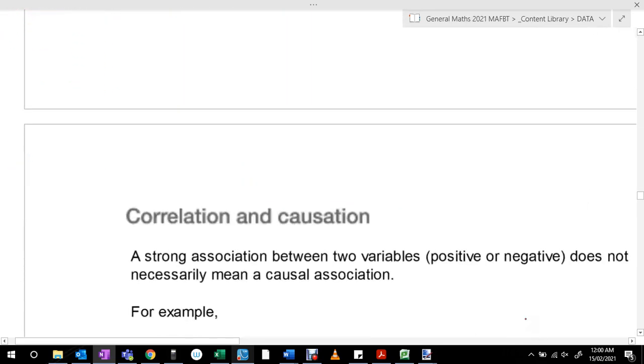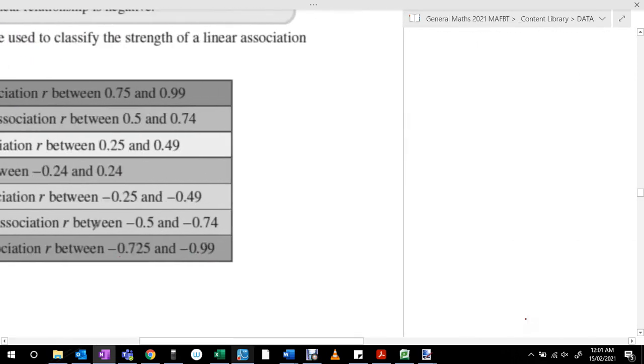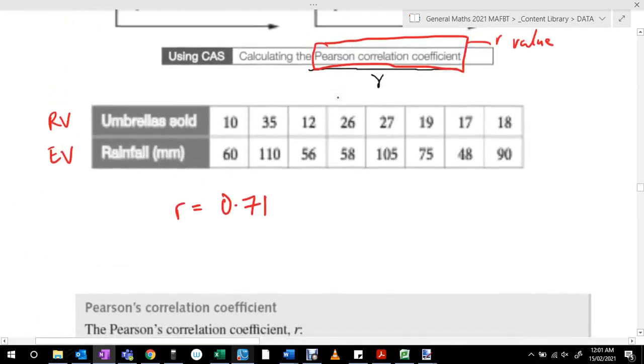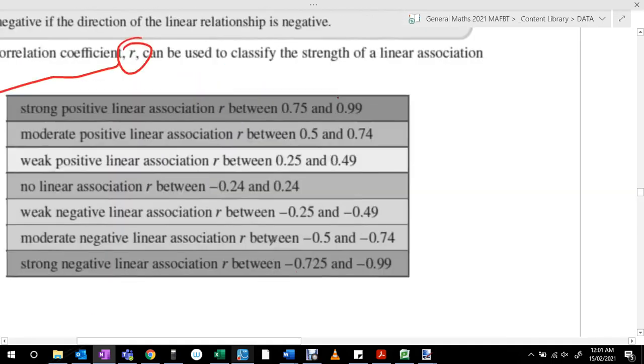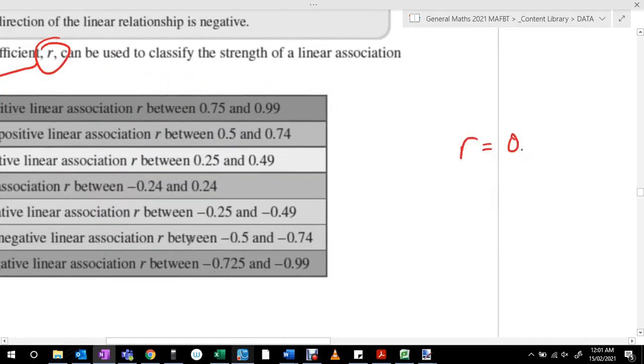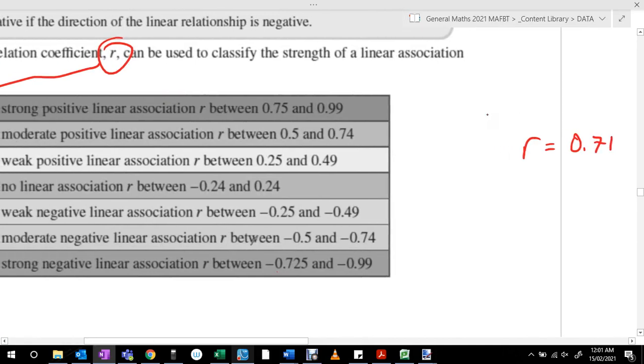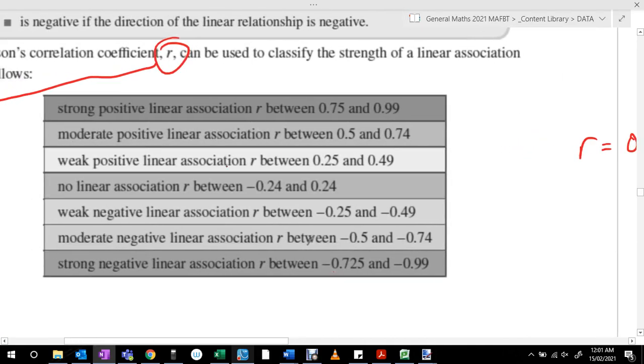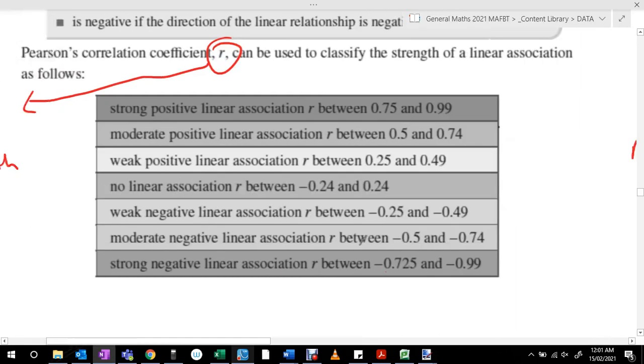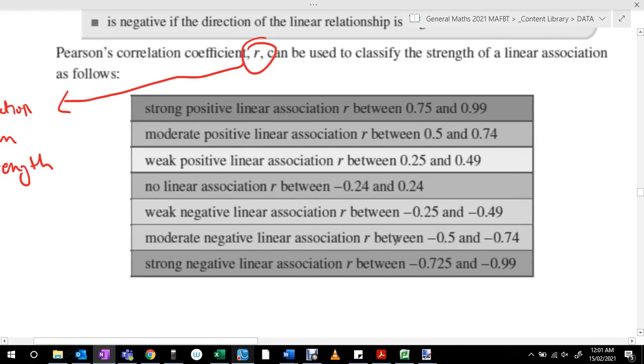Okay, so just some examples. Let's have a look at the R value up here for the rainfall. I can see the R value for rainfall and umbrellas is 0.71. So if I look at the scale here, where would 0.71 fall in between? That would be in between 0.5 and 0.74. And I can see that the association for any R value between that is moderate, positive, linear.